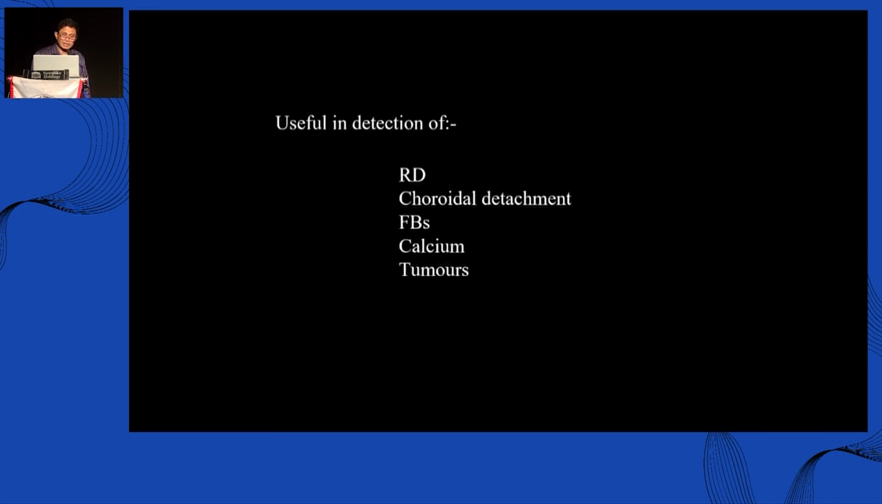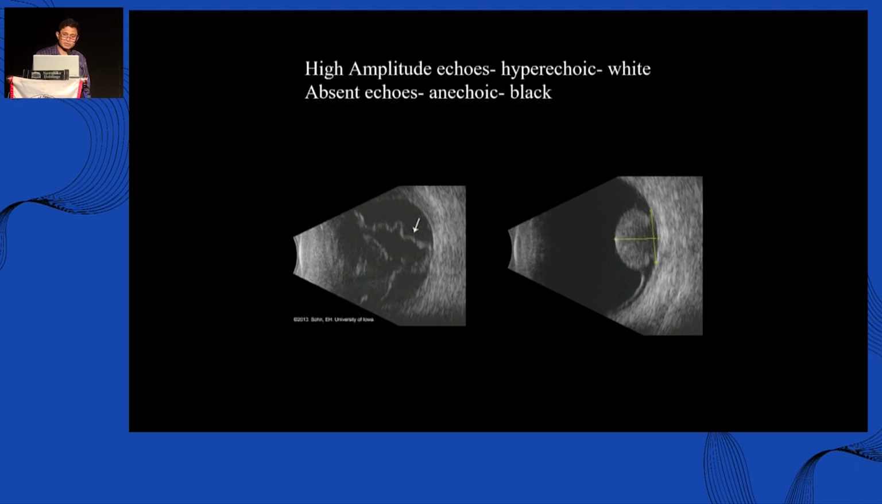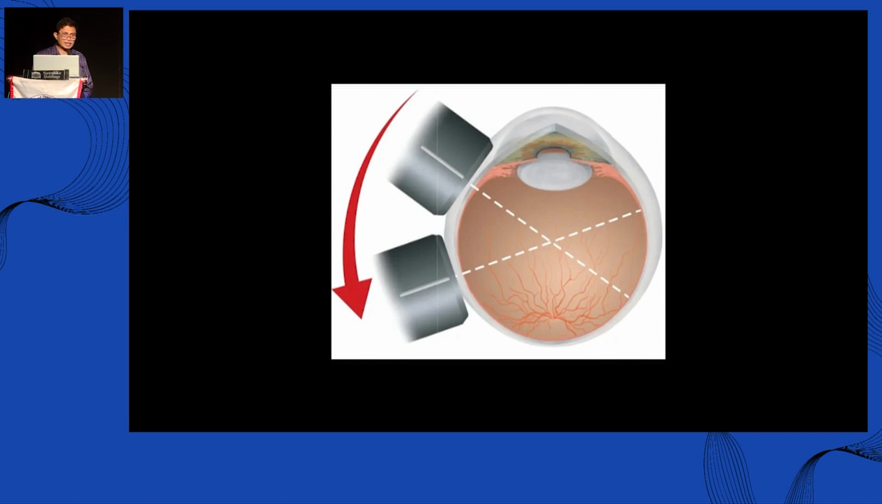It's used for detection where there are anatomical or topographic changes, like choroidal detachment, foreign bodies, calcium, and tumors. Hyperechoic is white and anechoic is black. That's important, optically empty spaces and all that. We can go into the details of these, and they are available in the academy also, but the important thing is to know how to do a B scan. Now, registrars, how many of you do B scans?